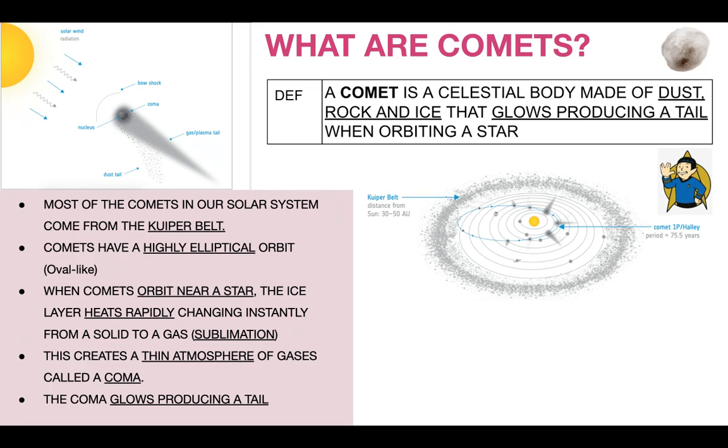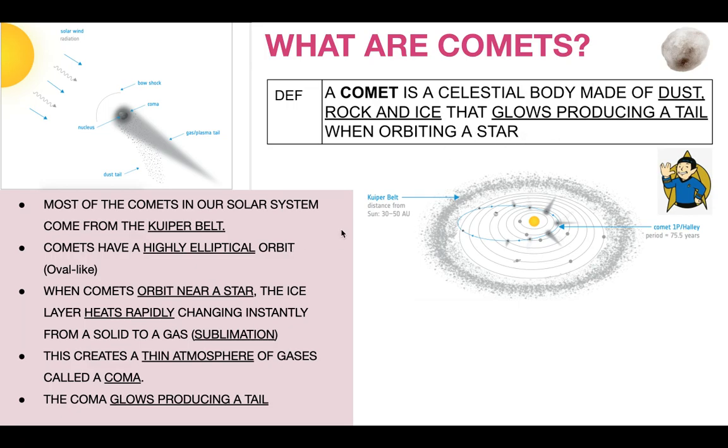But when a comet goes around a star and gets really close to it, it produces what we call the coma, which is this glowing tail. So that's why we define them as a celestial body made of dust, rock, and ice that glows, producing a tail when orbiting a star. So you need to learn off this definition here.